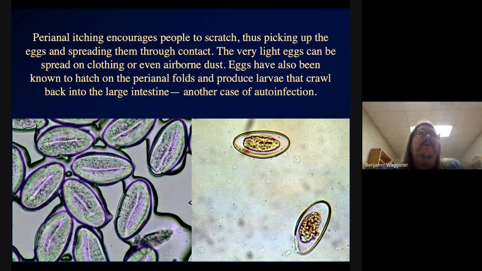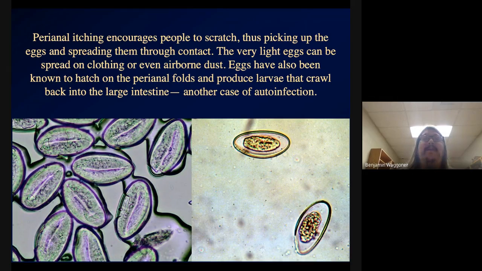And the problem is that itching around the anus encourages people to scratch, especially kids who have not yet developed enough self-control not to scratch where they itch. So somebody can scratch around the anus, get eggs under their fingernails, and then put their fingers in their mouths. Gross, but the kind of thing little kids do all the time. They can be spread on clothing. Mommy can get these if she's handling her kids' laundry. It tends to be common in kids, but adults can certainly get this as well. You can get this from handling the clothes of an infected person.